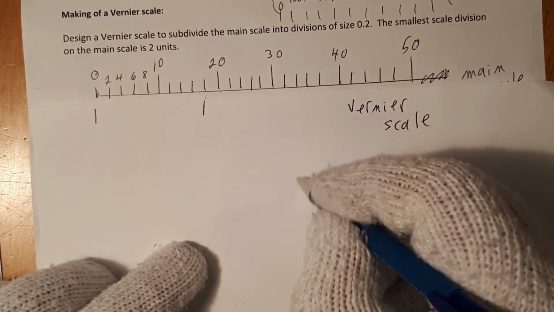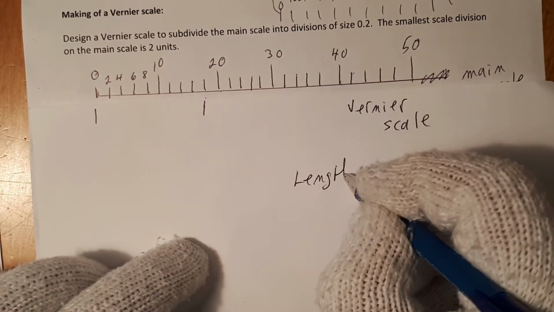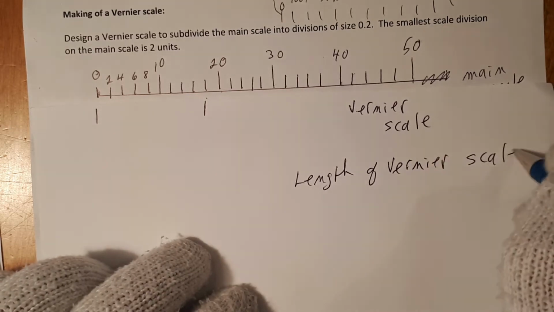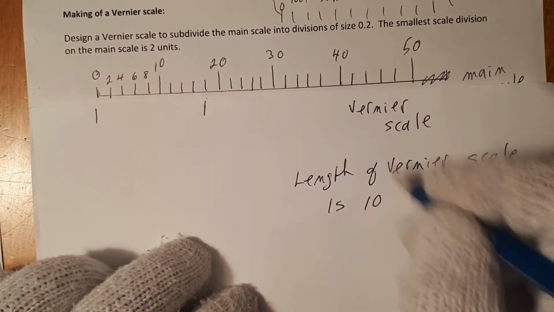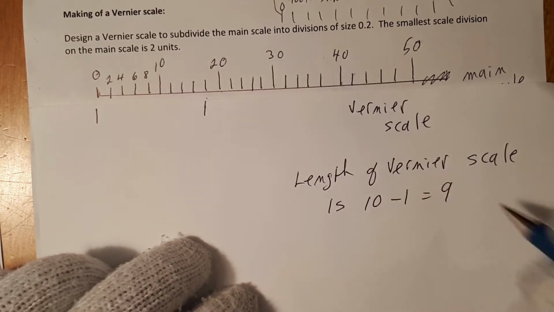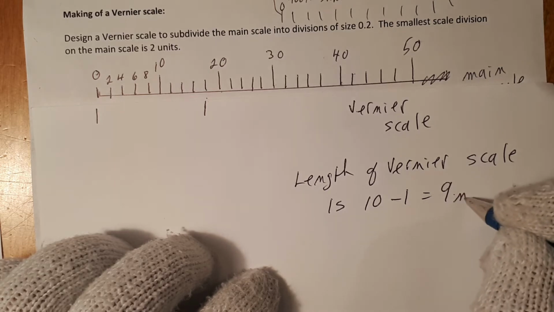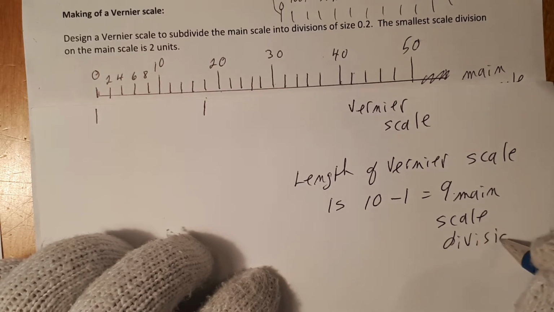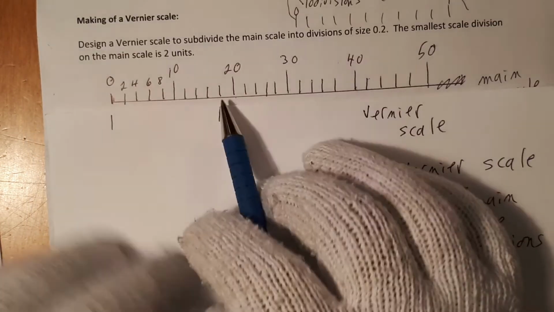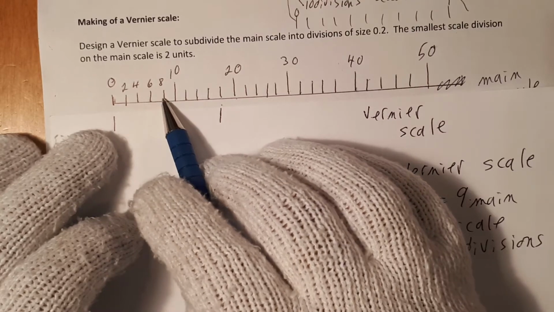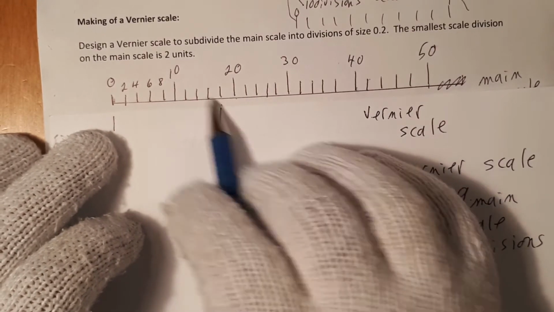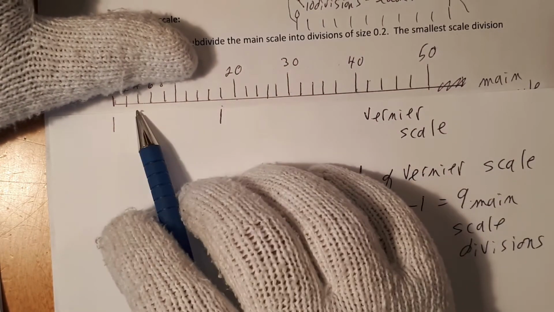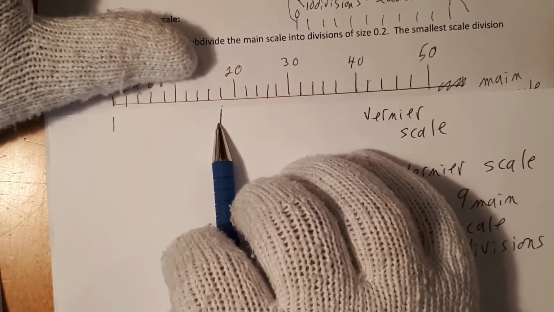I'll just write it over here. In this case, it's 10 minus 1. So 9 main scale divisions. So the length from here to there is 9. 1, 2, 3, 4, 5, 6, 7, 8, 9. 9 divisions. I'm ignoring the numbers. I'm not looking at the numbers. I'm only looking at all the various lines that I have here. Count 9 lines. That'll be the length of my vernier scale.